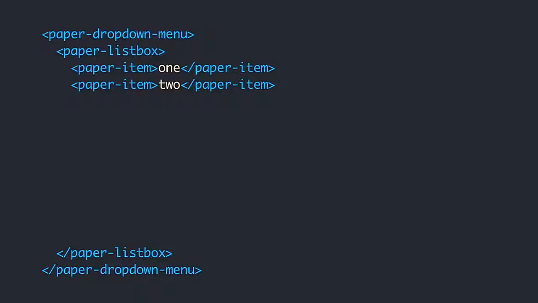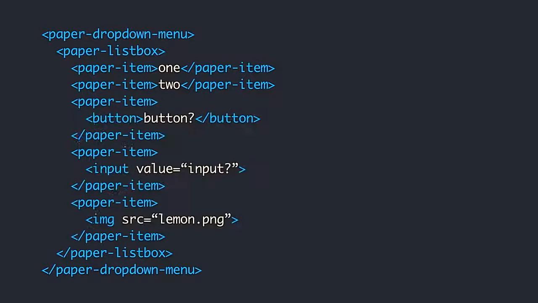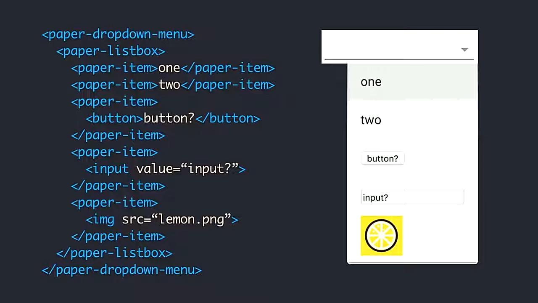But 21 years later, again, we can do better. And with Polymer, we did do better. We made our own select box. We called it paper because it's material design. And in the dropdown, you can put in items. So you can put in text, and you can put in an input, and you can put in a button. And it looks like exactly what you would expect. There's the text, there's the button, there's the lemon.